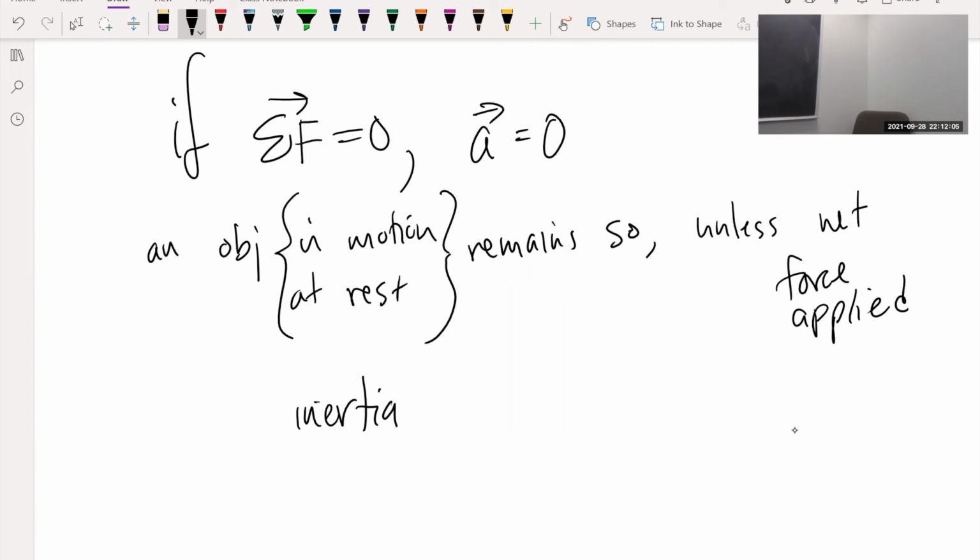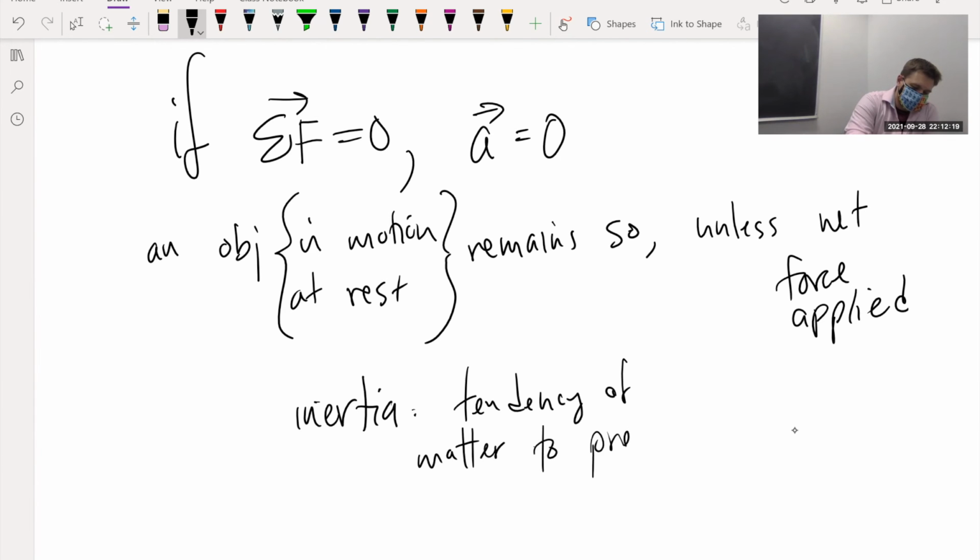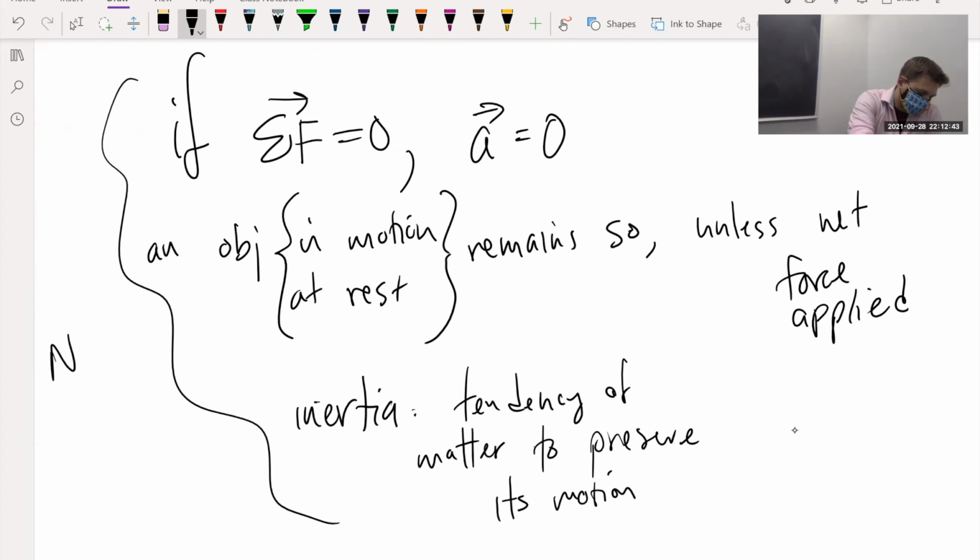Wait, what's the measurement? Sorry? What is that? Inertia? Yeah. It is the tendency of matter to preserve its state of motion. Whatever it's doing, it wants to keep doing, especially the bigger it gets. Sort of loosely, this is Newton's first law.